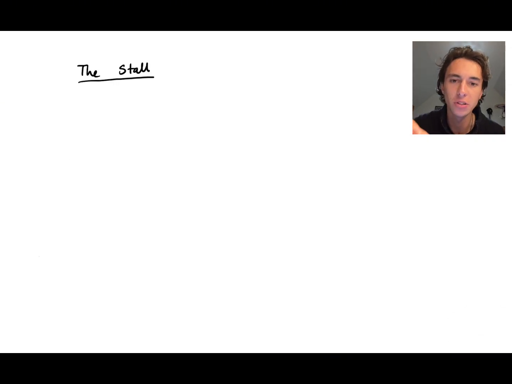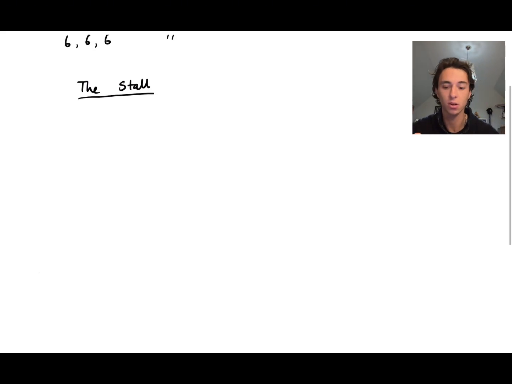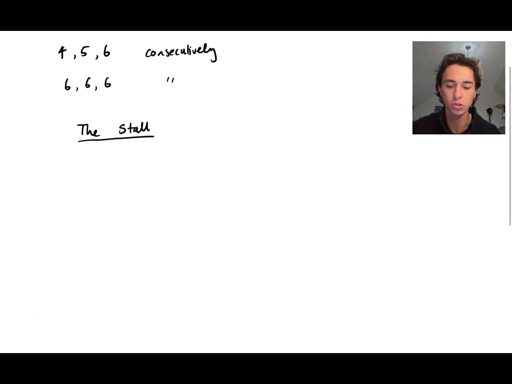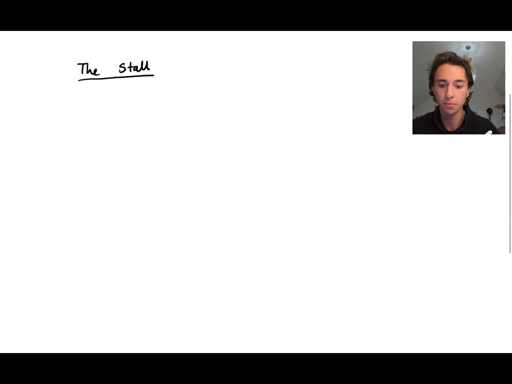So now we move on to the stall. This part is the hardest to follow. It seems unconnected to the problem, but it's actually a great way to understand how we get to the answer, and it also introduces optional stopping theorem very nicely. So we're going to start by calculating the expected rolls to get 666 consecutively.